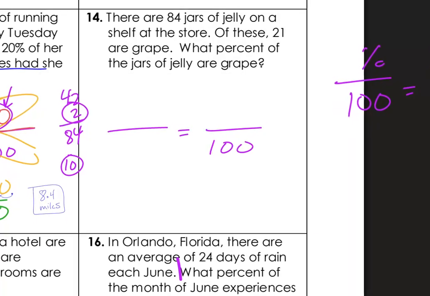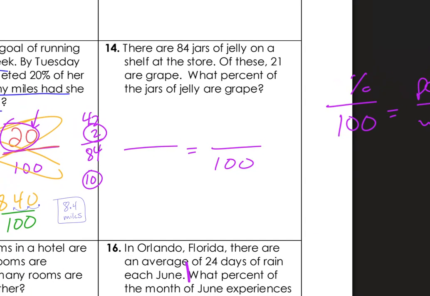Let's try 14. There are 84 jars of jelly on a shelf at the store. Of these, 21 are grape. I just heard a part of the shelf is grape. The whole shelf is 84 random jars of jelly. And then we want to know what percent are grape.